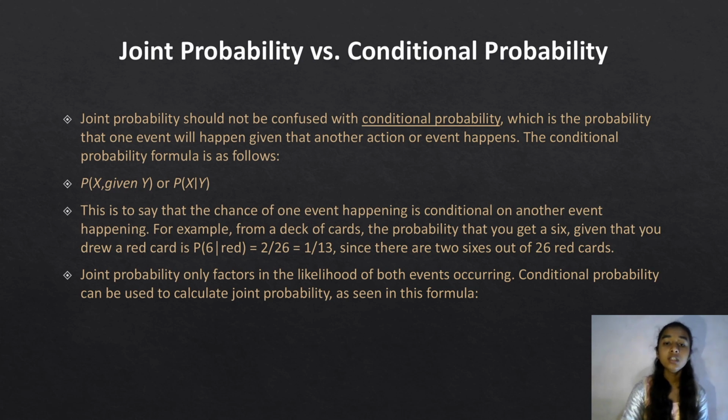For example, from a deck of cards, the probability that you get a 6, given that you drew a red card, is P of 6 intersection red equals 2 by 26, that is 1 by 13, since there are 2 sixes out of 26 red cards. Joint probability only factors in the likelihood of both events occurring. Conditional probability can be used to calculate joint probability.